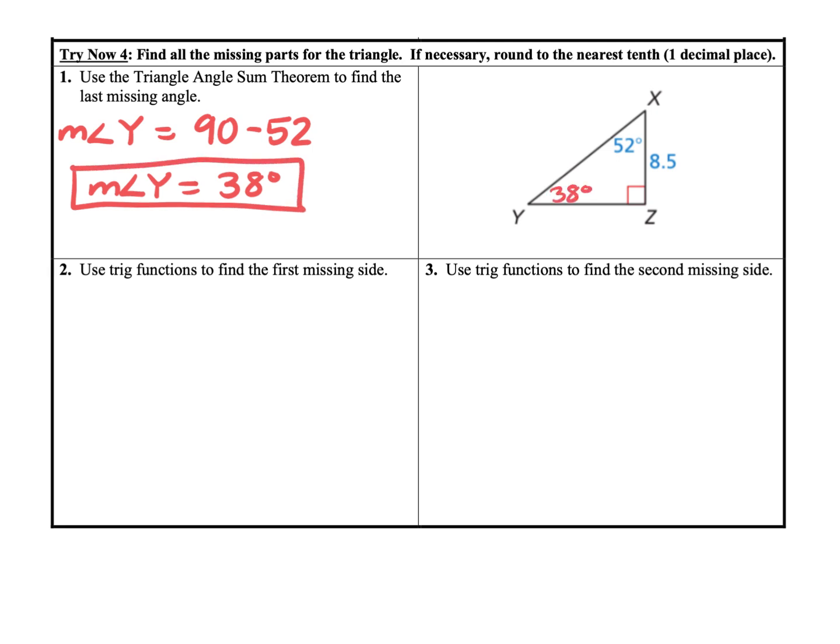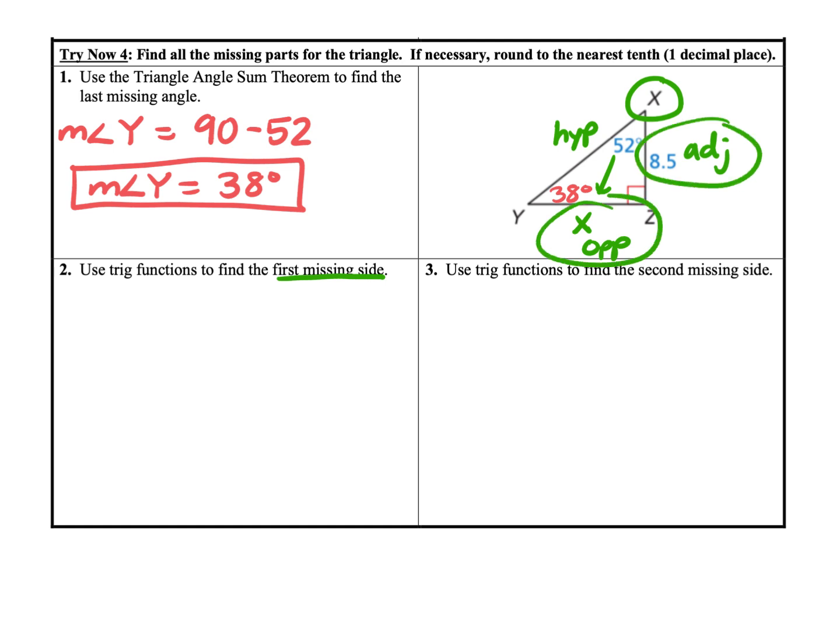Now we need to find the two missing sides. So I'm going to start off by just picking side YZ. So I'll call that side X. And let's go ahead and label in relationship to the 52 angle that was given. That's the opposite. Hypotenuse is unknown and adjacent is the 8.5. We have adjacent and opposite. So if we go to our SOHCAHTOA, the one that uses opposite and adjacent is tangent.